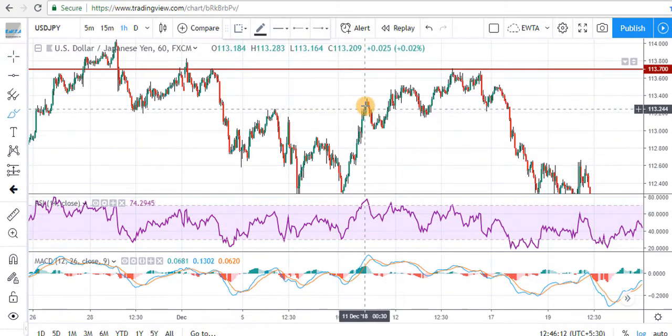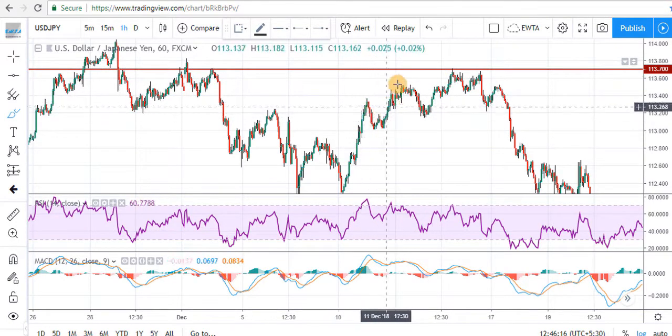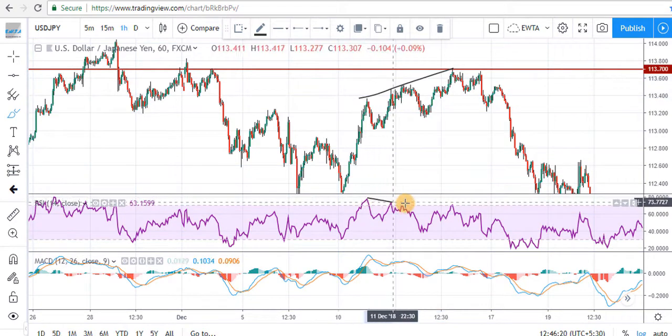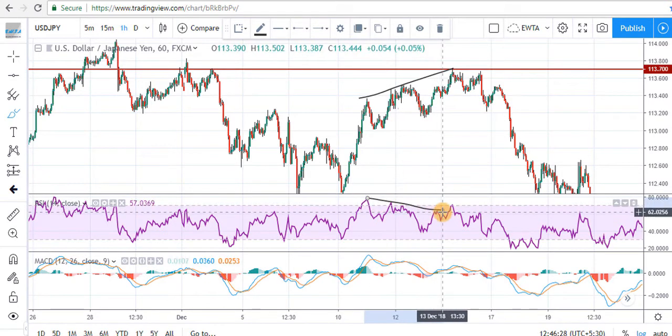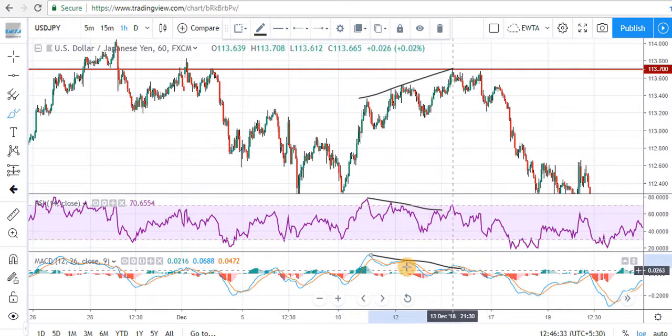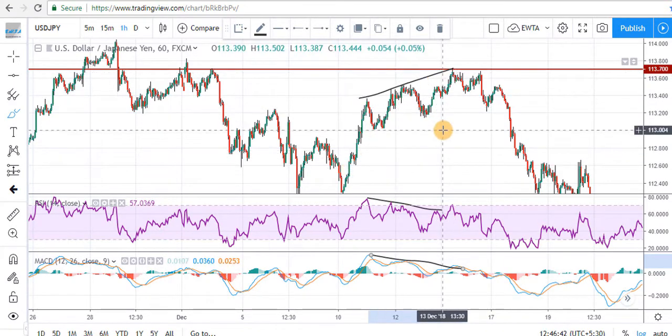You can see here that these peaks are going in an upward direction. They are making higher highs, but the indicator is making lower highs. See, these are the highs, but this high is lower than this high, so these highs are going in a downward direction. Also on MACD, there are lower highs going in a downward direction. So this is called the bearish divergence and it signals the end of the uptrend.